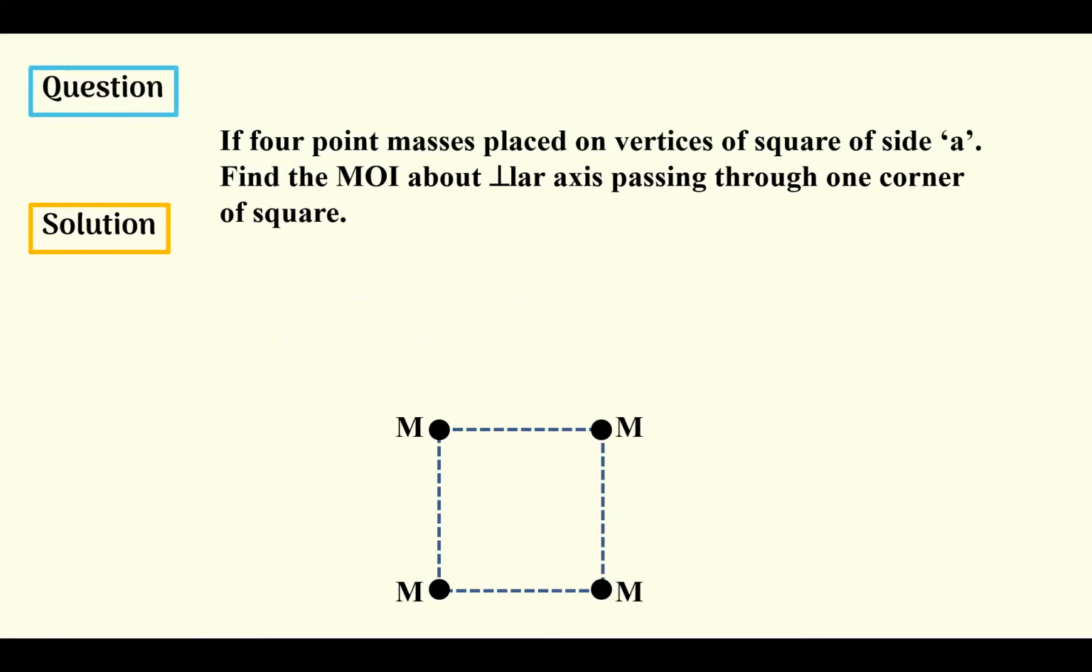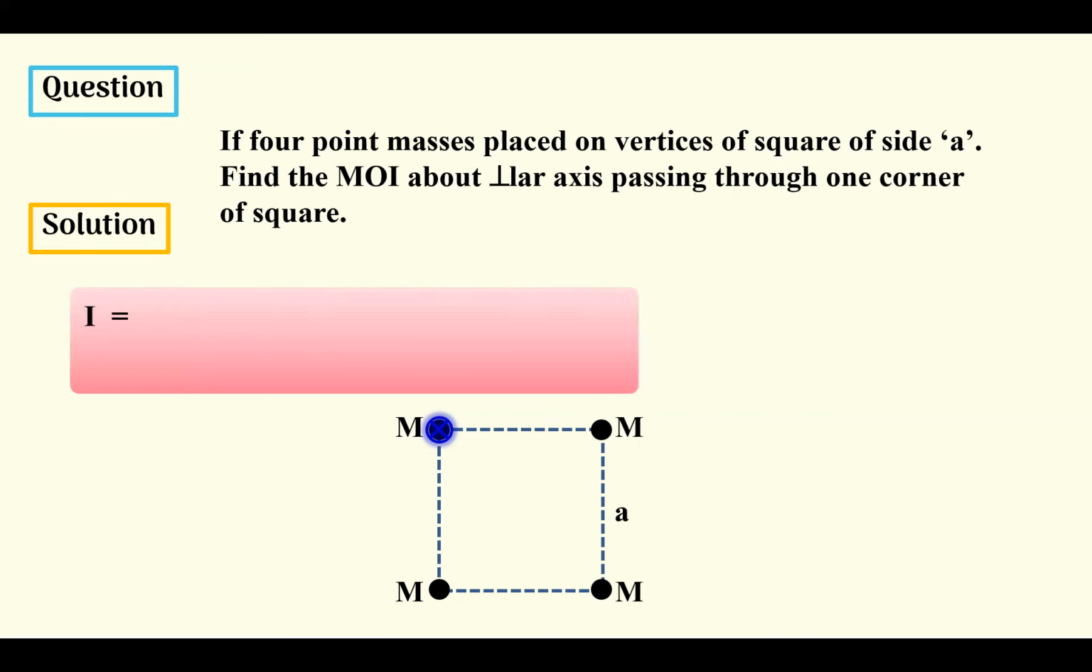This is a square and there are four point masses of equal value, say M, and the side is given as A, as mentioned in the question. They are asking us about an axis perpendicular to the plane and passing through one of the corners. Let's say it's passing through this corner, noted by this blue point over here. So the entire square is being rotated about this. Obviously the total moment of inertia will be the sum of the moment of inertia of each of the masses rotating about the given axis.